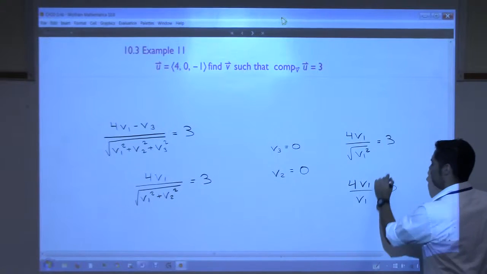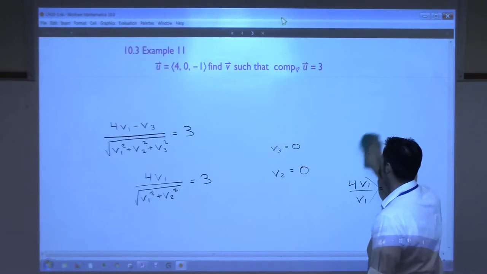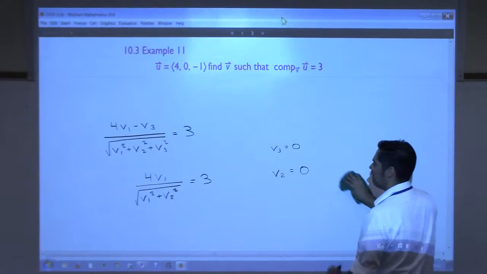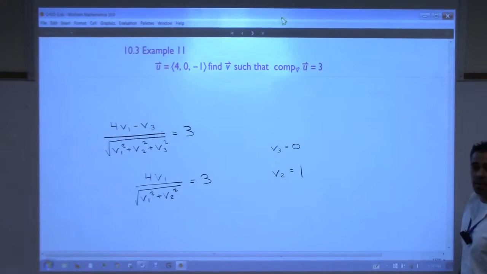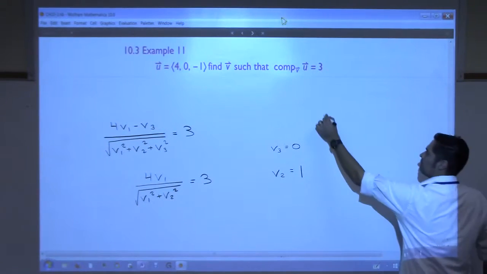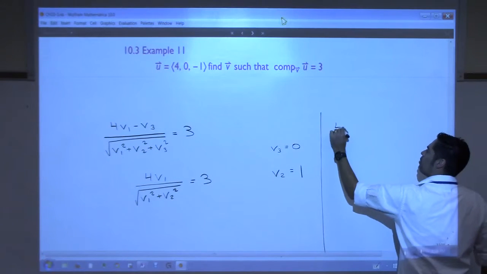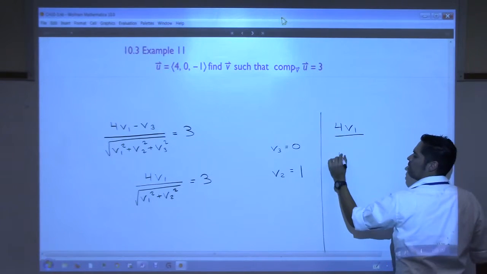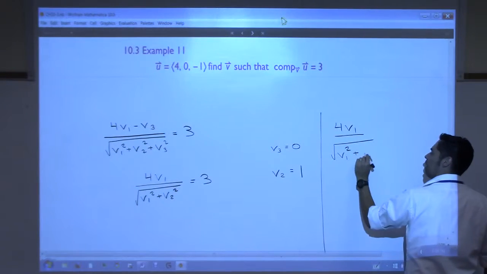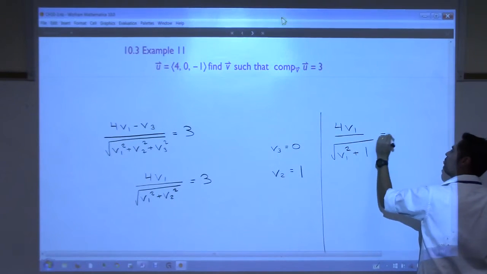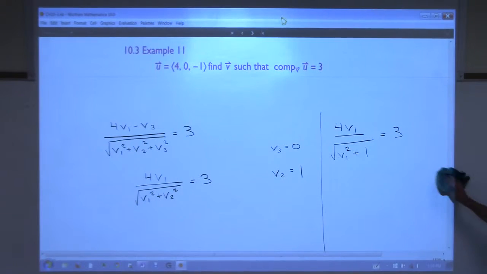So no go here. So let's make V2 1. So coming back here, if I make V2 1, let's see if we can solve the remaining equation. 4V1 over the square root of V1 squared plus 1 must equal 3. All right. That looks a little better, I think, because I'm not going to get the V1s to cancel, right?